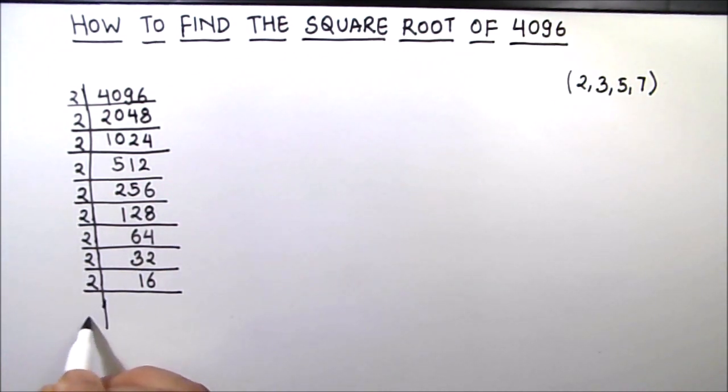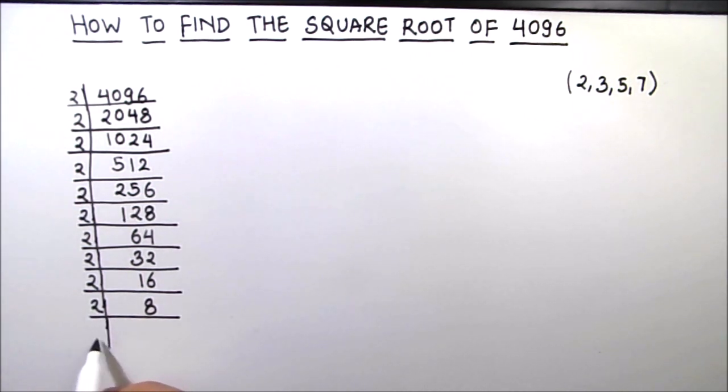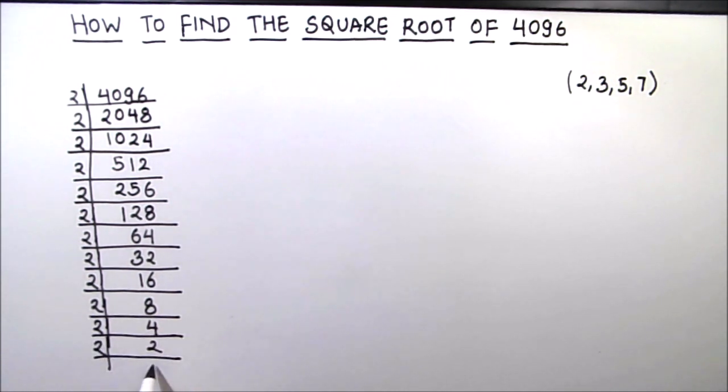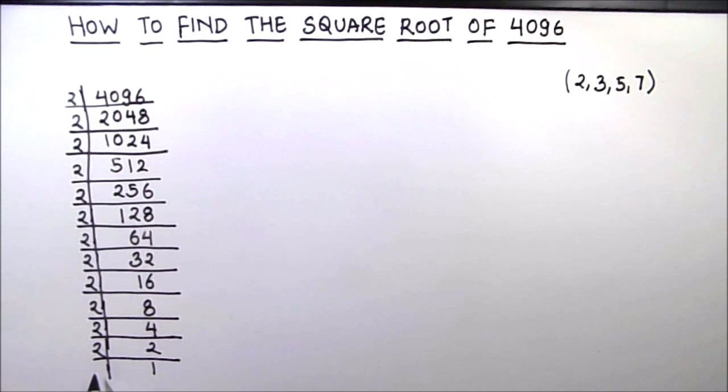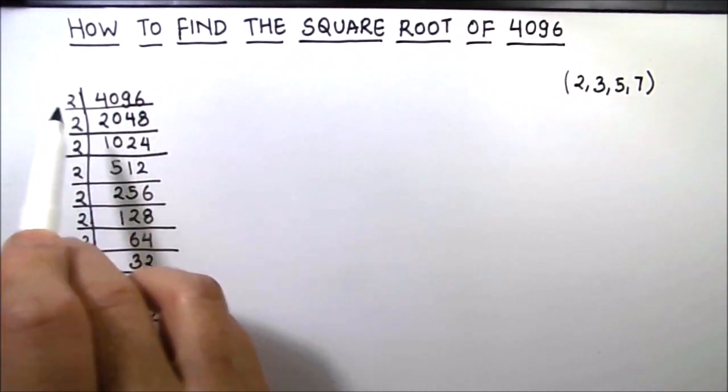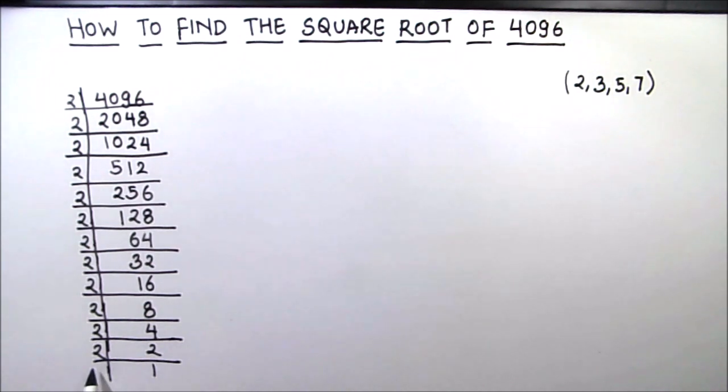2 times 8 is 16. 2 times 4 is 8. And 2 times 2 is 4, and 2 times 1 is 2. So we got all the prime factors of 4096 on the left hand side of the ladder.